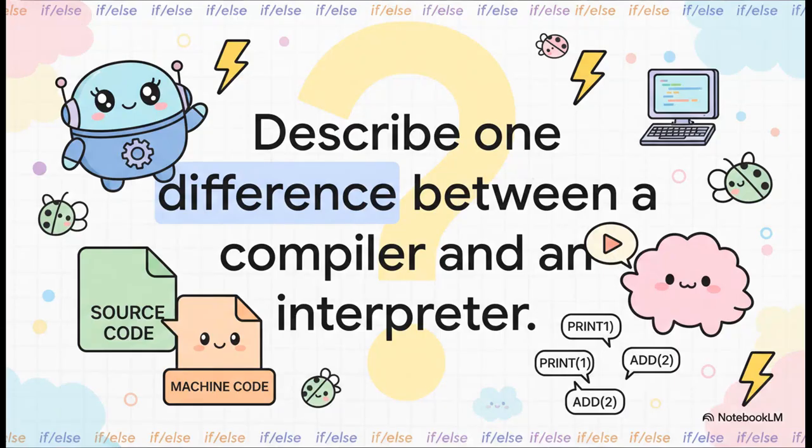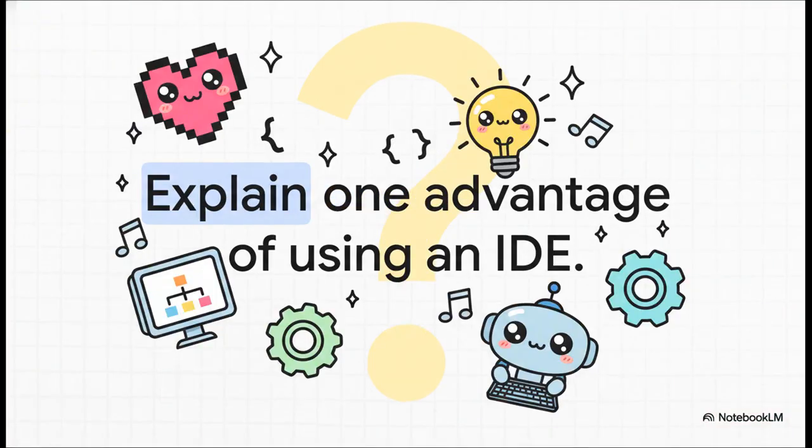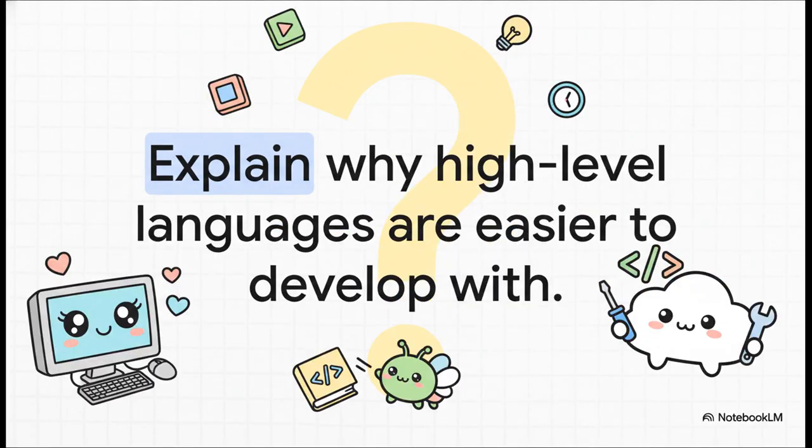Right. Let's see what's stuck. Quick fire revision time. First up, describe one difference between a compiler and an interpreter. Have a think. Okay, next question. And pay attention to the command word here. Explain one advantage of using an IDE. Remember, you need that link word, because or so that. And for the last one, explain why high-level languages are generally easier and faster for a programmer to use. What's the reason? Okay, that covers everything you need to know on this topic.